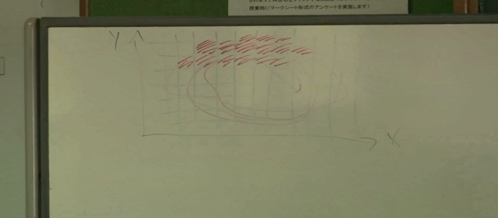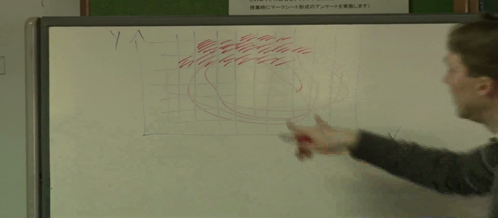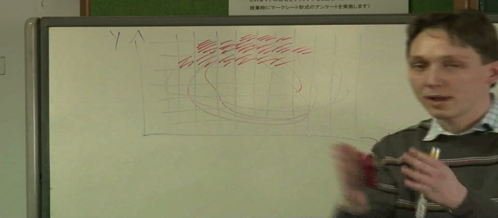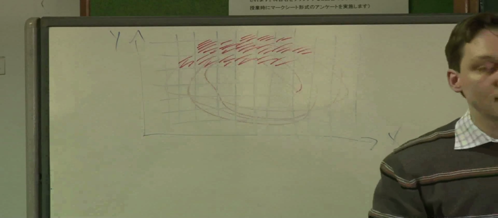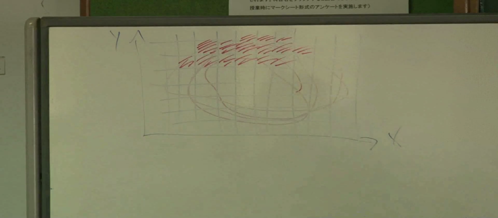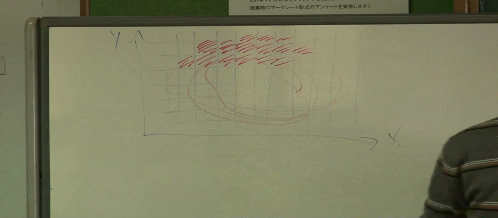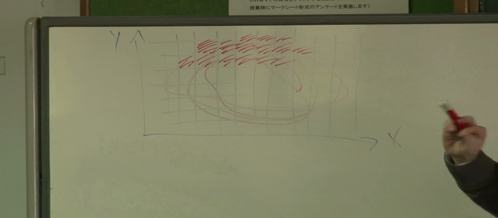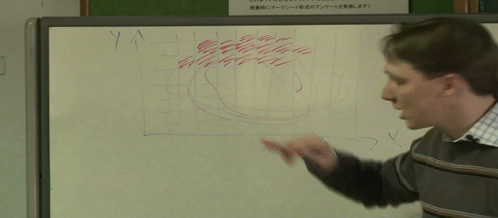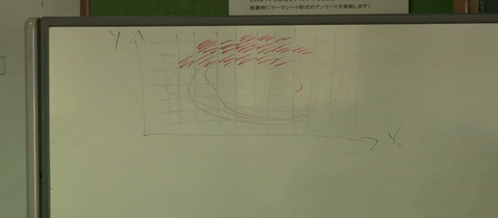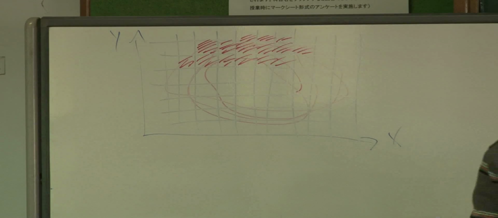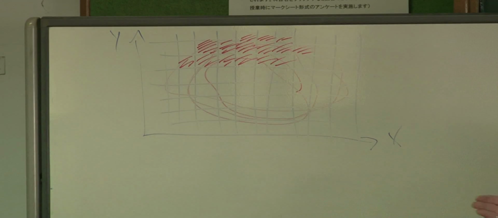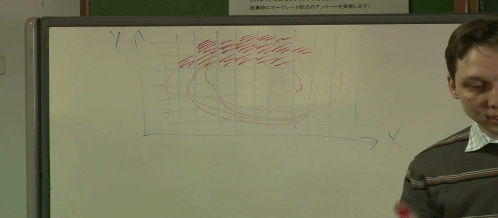And now comes the interesting point. If I let the size of these boxes become smaller and smaller, there are obviously more and more boxes needed to cover these geometric objects. But the number which I need to cover this object does not scale in a linear way with the size of the boxes. And that's the important point. There's a non-linear scaling.